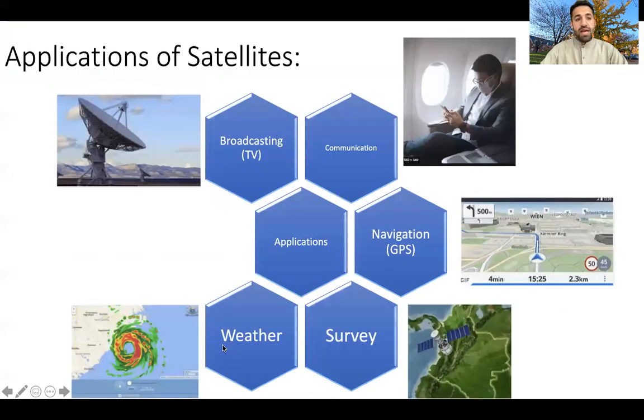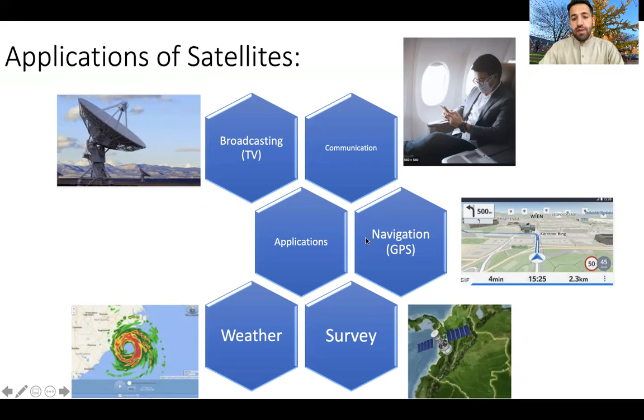Now let's name some of the applications of satellite systems. Satellites are mainly used for communication purposes. In fact, 60% of the satellites are used for this purpose. It's not just stationary communication on the ground, but we can also use satellite communication to make a phone call from a moving aeroplane.